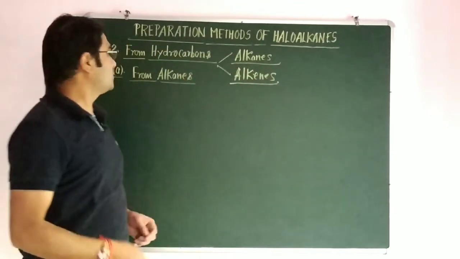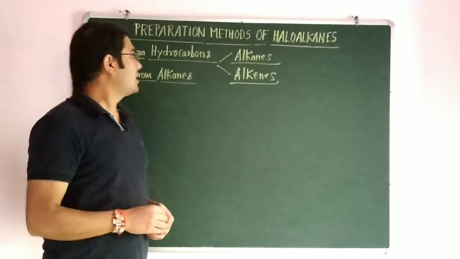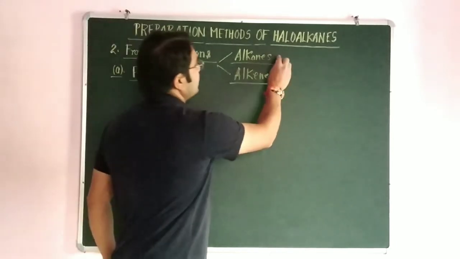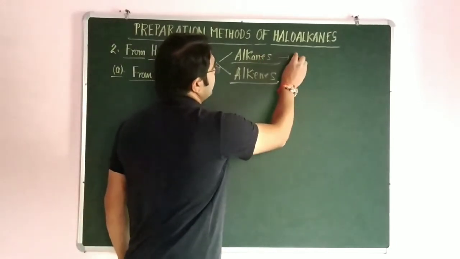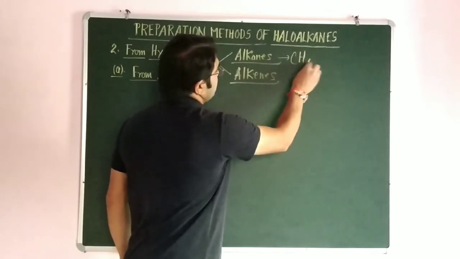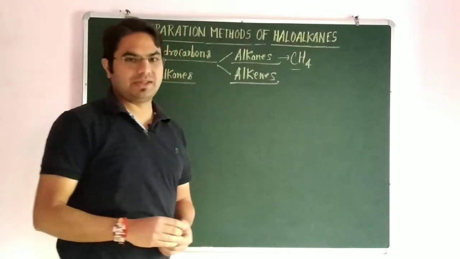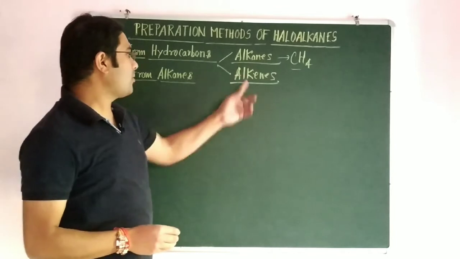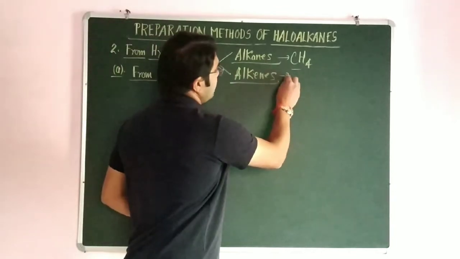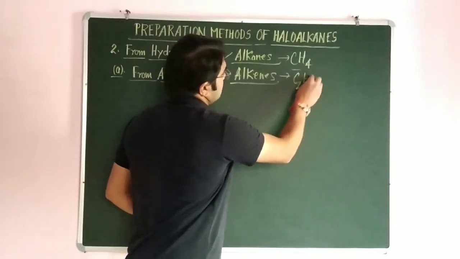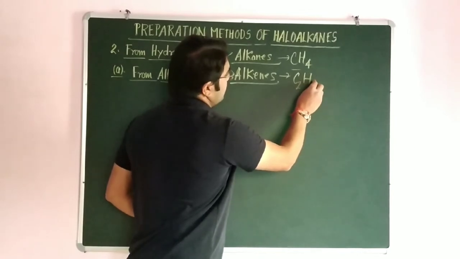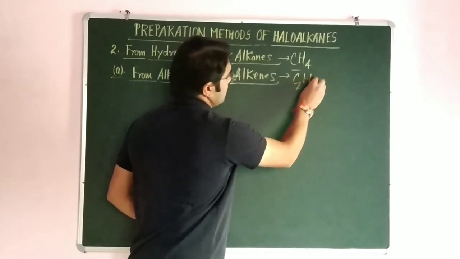As we know, hydrocarbons are the compounds containing carbon and hydrogen. In case of alkanes, the very first member is CH4, methane. And alkenes start from the second member, and the formula is C2H4, just double of this.